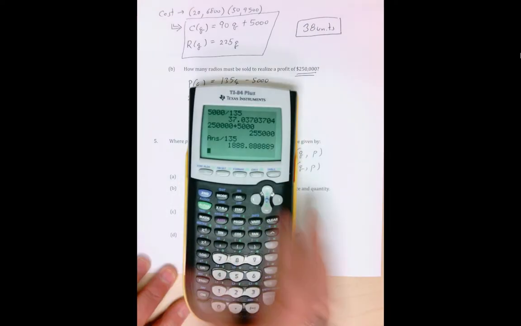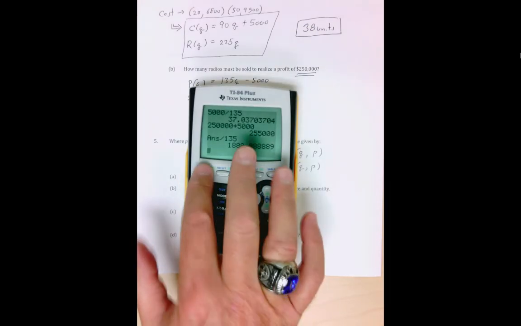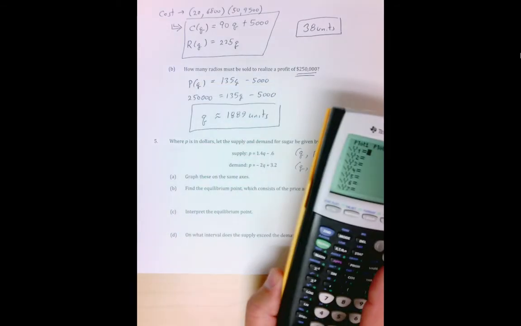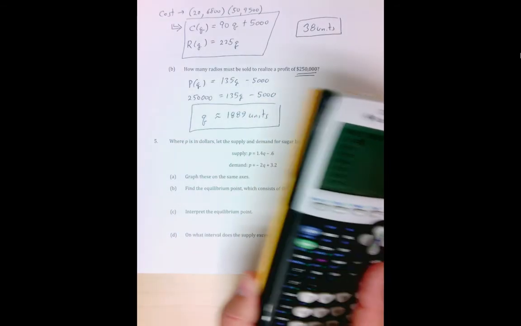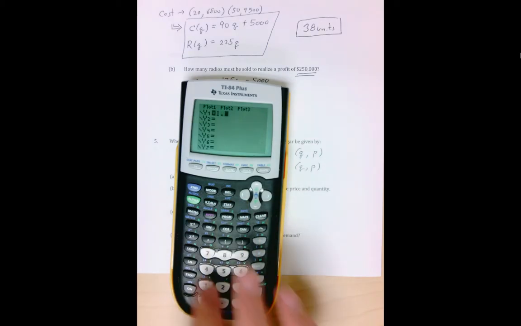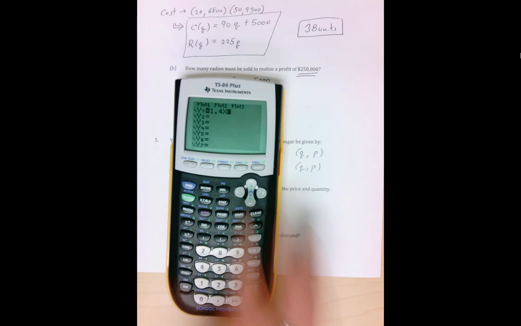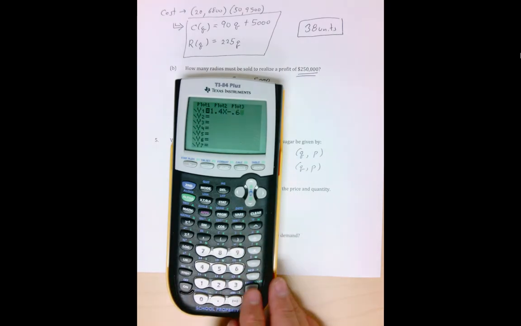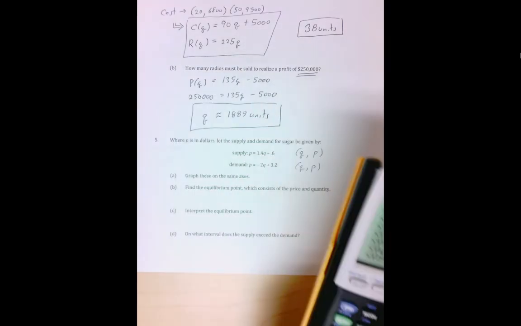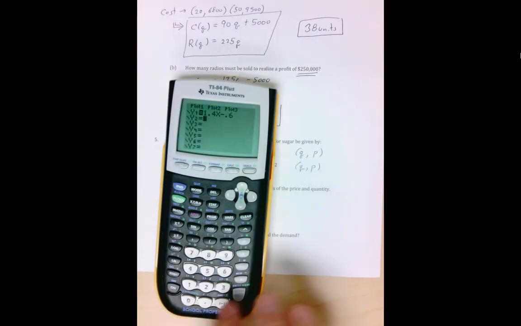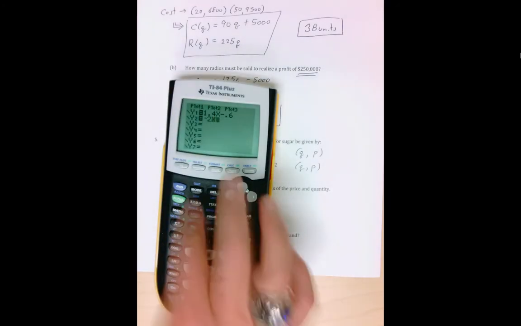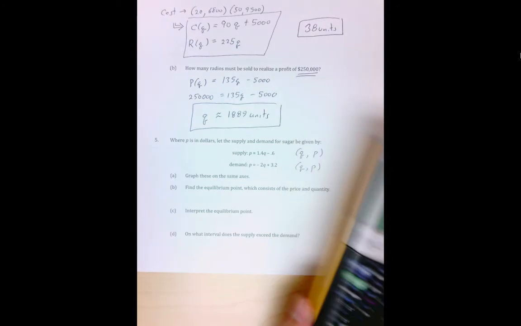All right? So I'm going to come in here, and I'm going to put in my supply first, and it's 1.4. And I can't use a Q. I have to use an X, just the way the calculator is set up. Minus 0.6. All right. My demand is negative 2Q plus 3.2. Is that right? Yeah.